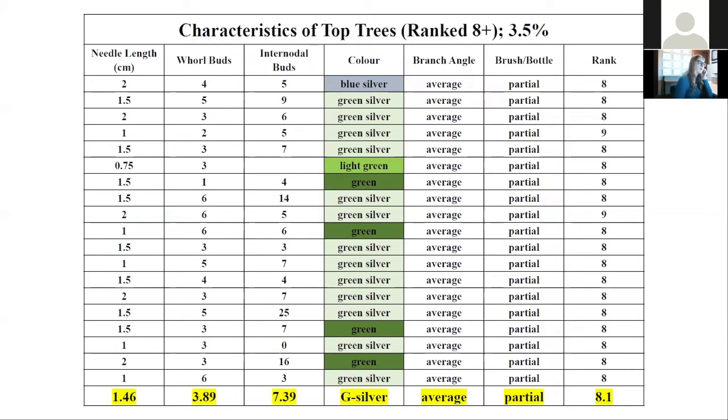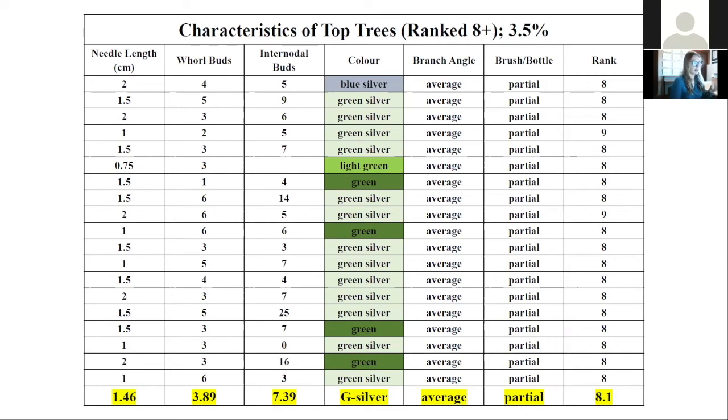So you can see the averages are displayed in yellow at the bottom there. This is your top 3.5% of all the trees that we sampled. You can see there's quite a bit of silver here in the color. Some of the internodal buds are pretty high, average 3.4, but you can see there's a few in there that are like 14, 25, 16, which is phenomenal.